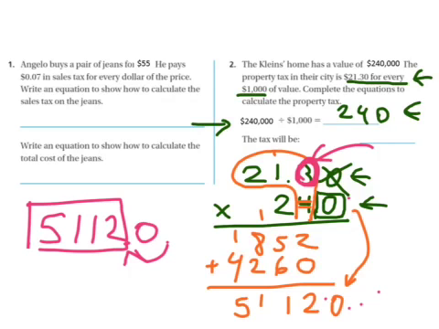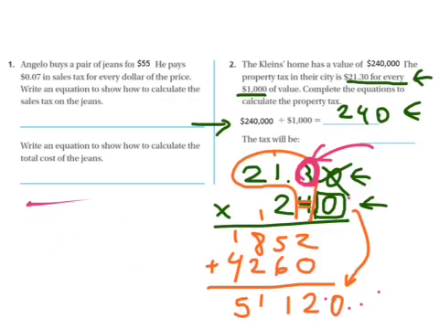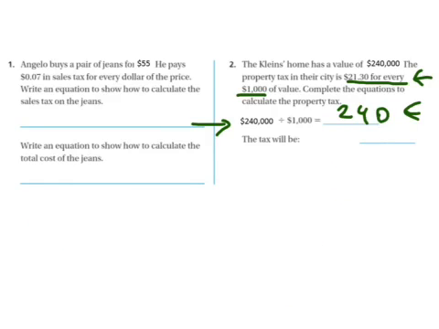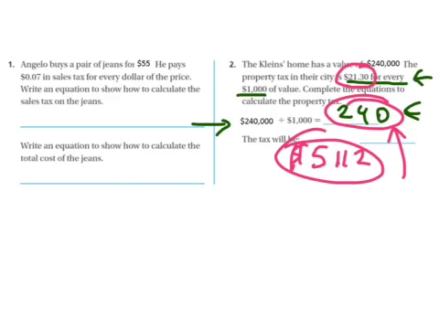So in this case, my taxes would be $5,112, and that's after I figure out how many $1,000 bills is in the cost of my house. And I just multiply that by the rate, which is $21.30 for every 1,000. Okay? So these are my answers for number 2.